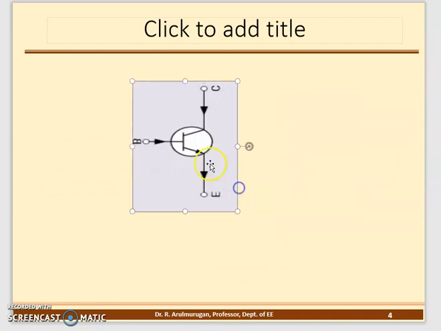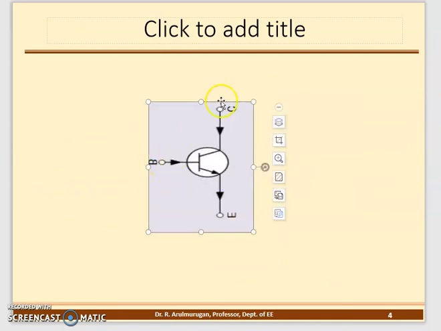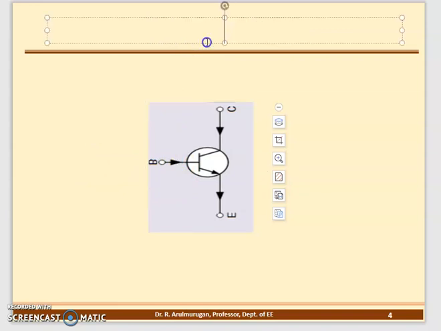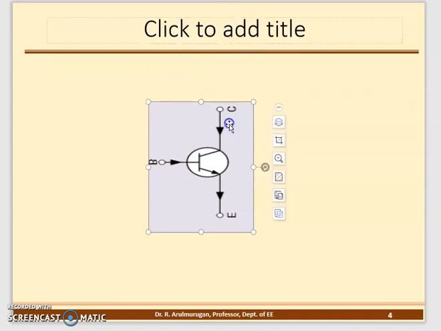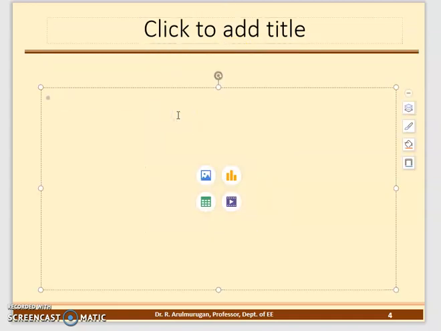So this is a transistor, with a base terminal, collector terminal, and emitter terminal. Where is the input? This side is the input. The transistor is a current control device. One more thing you should know: is it a current control device or a voltage control device? It's a current control device. I will teach you what a current control device is.